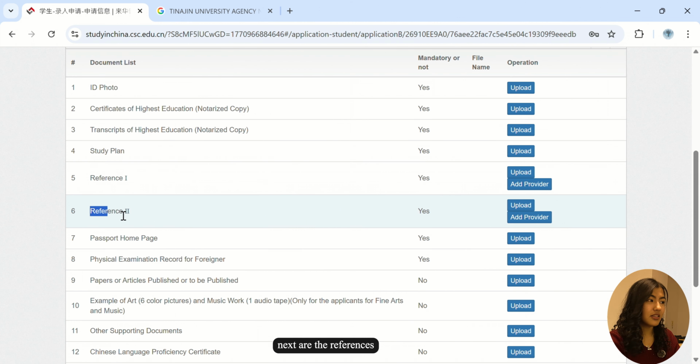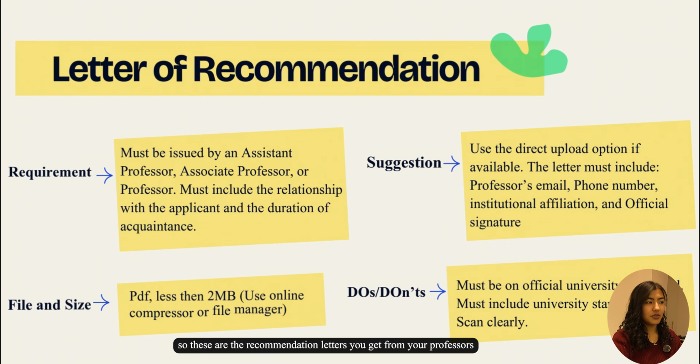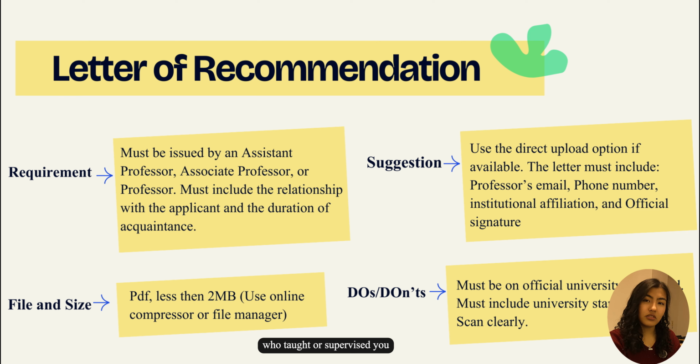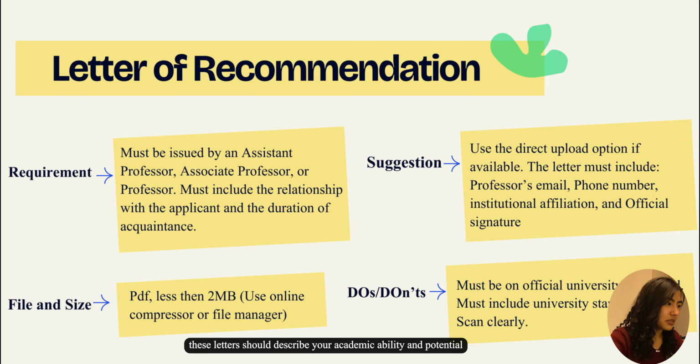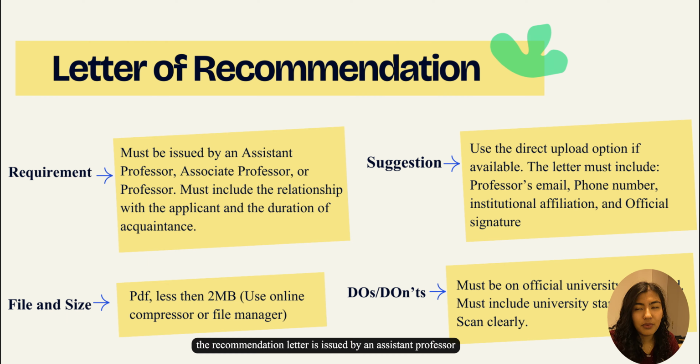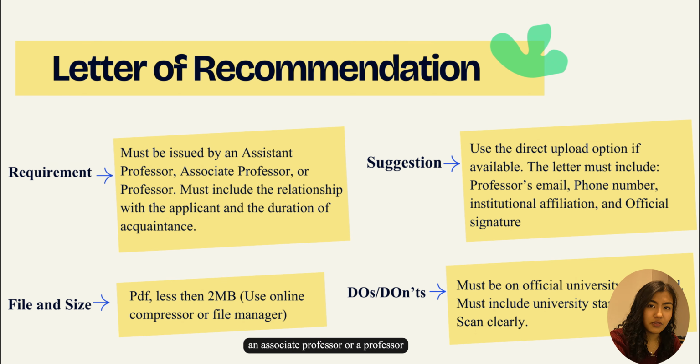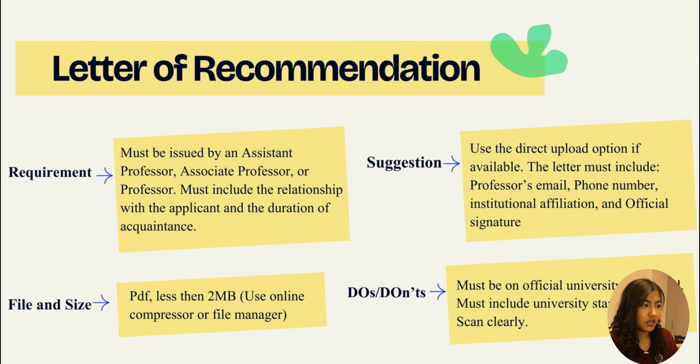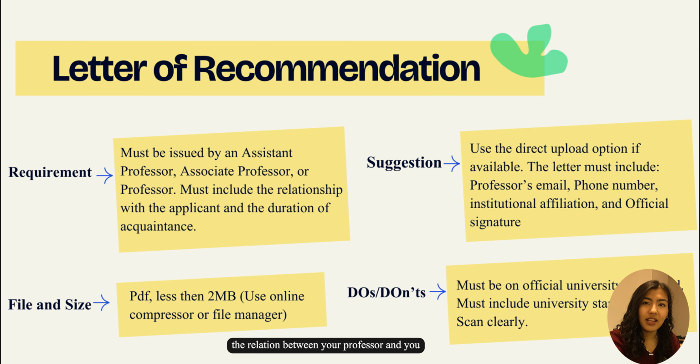Next are the references. So these are the recommendation letters you get from your professors who taught or supervised you. These letters should describe your academic ability and potential. Also, please make sure the recommendation letter is issued by an assistant professor, an associate professor, or a professor. So it should clearly mention the relation between your professor and you and how long they have known you.